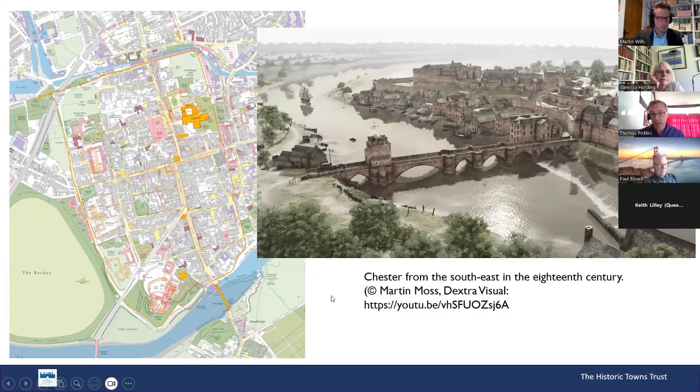And just to illustrate the importance of this over the longue durée to the development of the city, you can go and look at Martin Moss of Dextra Visual, his excellent reconstruction of the city as it was in the 18th century, focused particularly on the castle. You can see a still from this on the right, with the Dee Bridge and what had been the medieval defences running around the outside of the city.